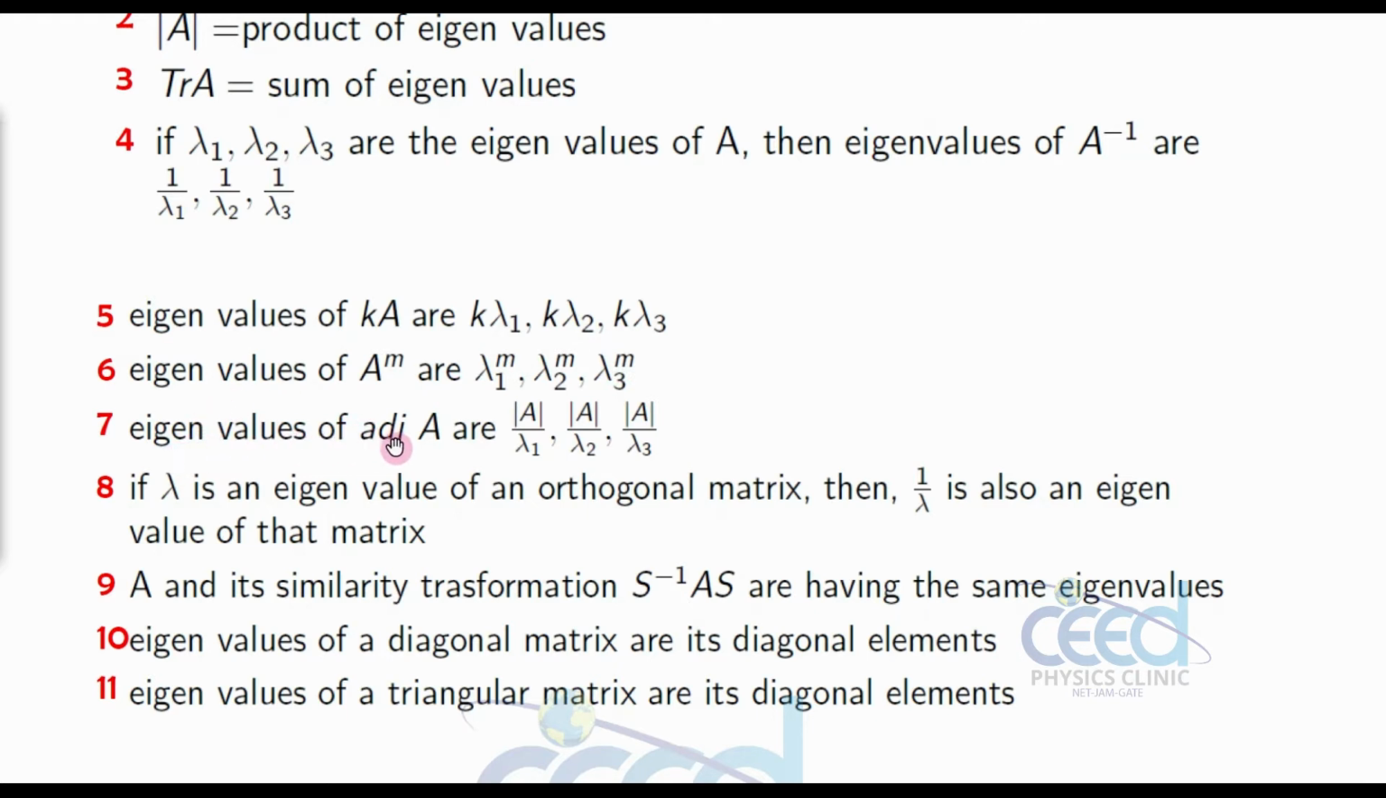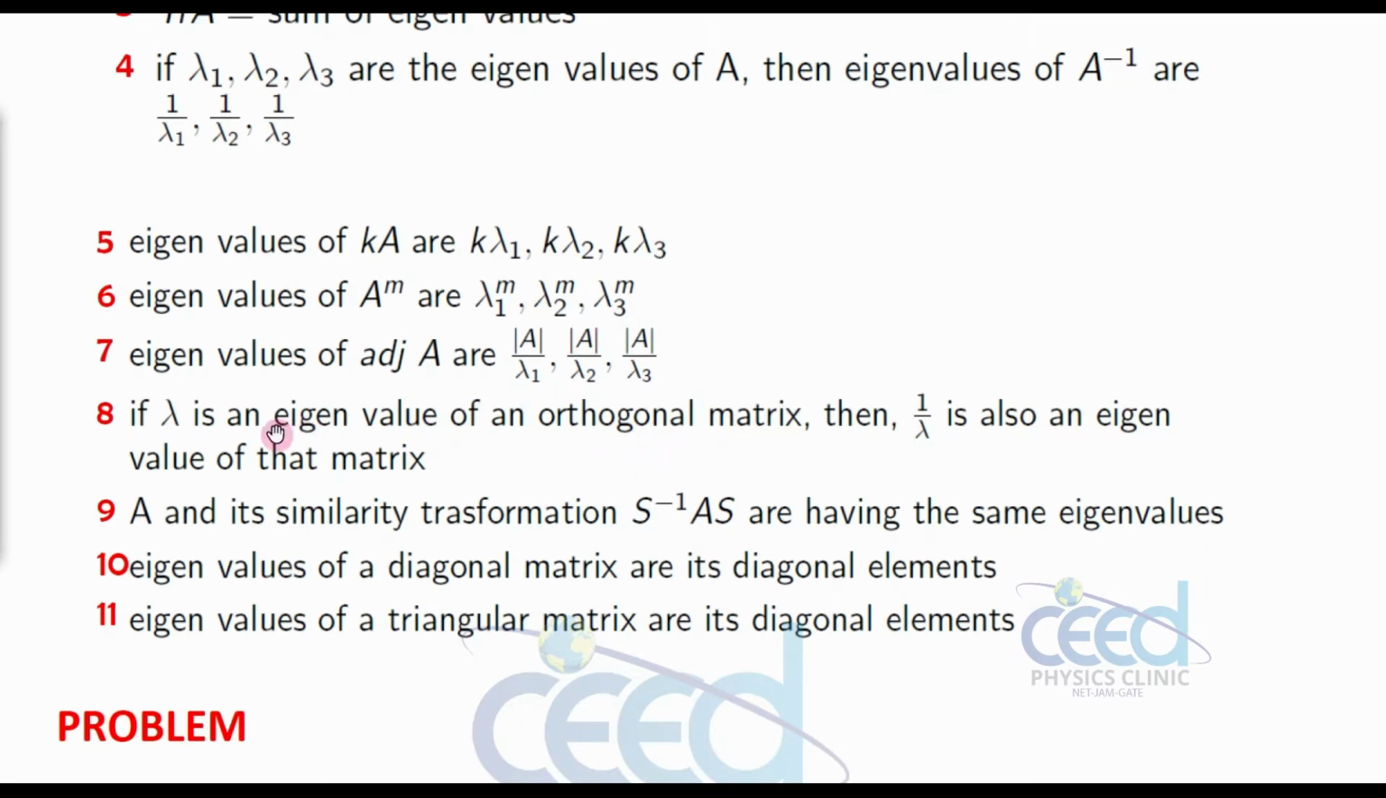Now, eigenvalues of adj A. Suppose you have a matrix A and you have to find the eigenvalues of adj A, that is determinant A by lambda 1, determinant A by lambda 2, determinant A by lambda 3. Okay, if lambda is an eigenvalue of an orthogonal matrix, then 1 by lambda is also an eigenvalue of that matrix. Orthogonal matrix means A into A transpose is equal to I. Then if lambda is one of the eigenvalues of an orthogonal matrix, then 1 by lambda is another eigenvalue of this matrix.